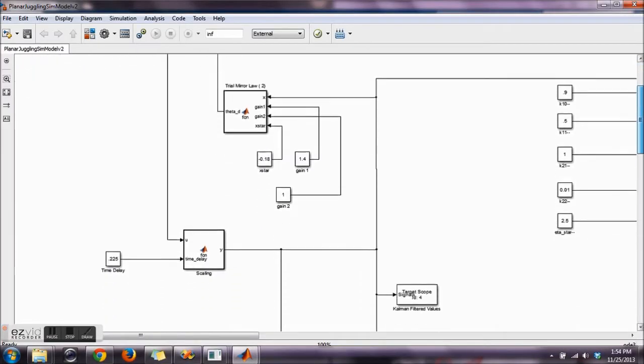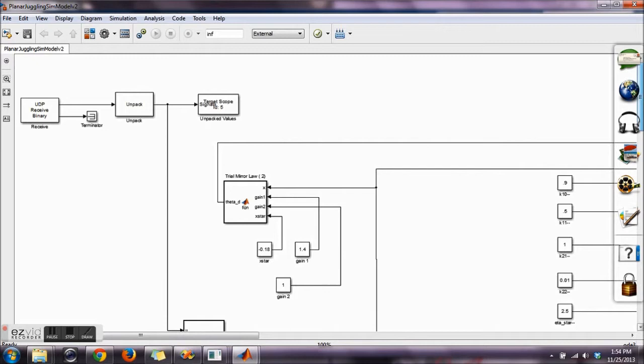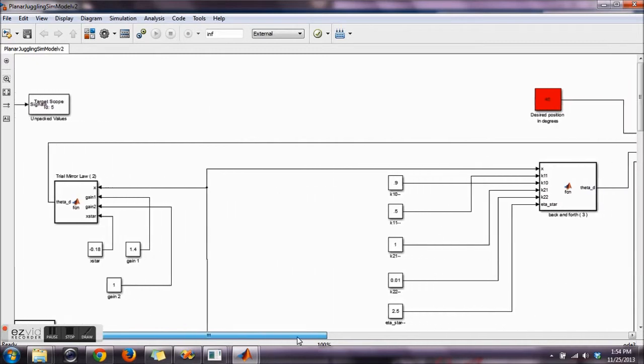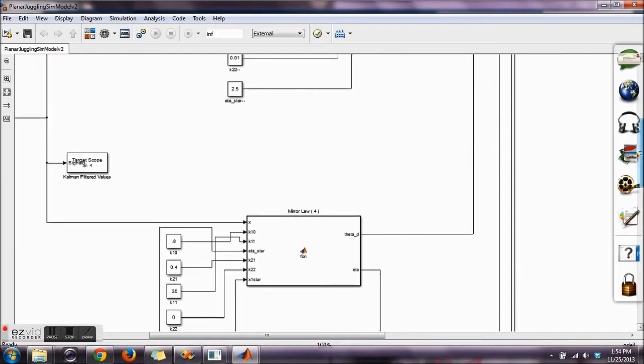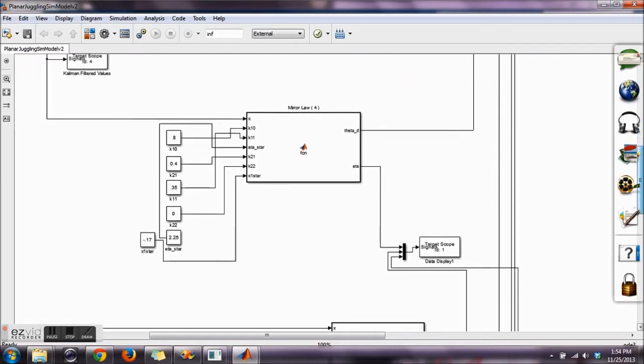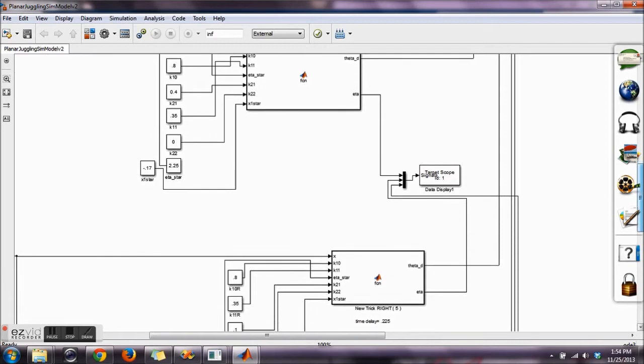This is the Simulink model of our system. Located at the top left is a UDP unpacking box. It puts x and y position and velocities from the vision code into an array. Then our array goes into a scaling block which applies a look-ahead function to account for time delay.